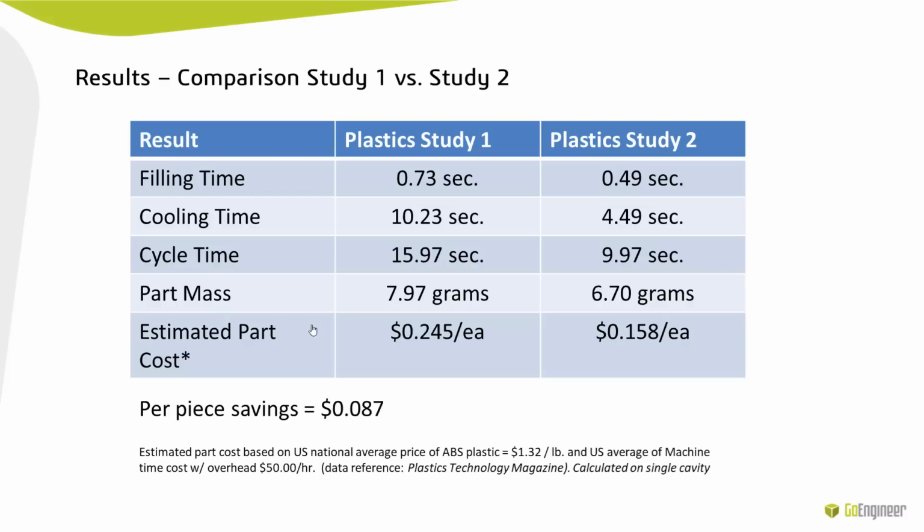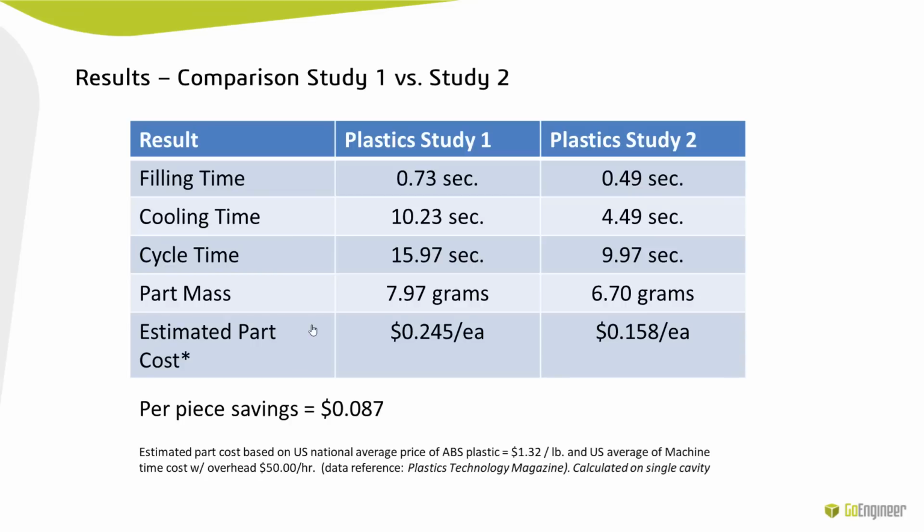So if I can compare my study 1 versus my study 2, I did basically a cost study on them based on the national average of ABS plastic in the U.S. in 2013. It may be different now, and also based on the machine time cost with overhead added to it, basically $50 an hour at machine time. So if we remember, our filling time for the first study was 0.73 seconds. We cut that down to 0.49. Our cooling time, we basically knocked almost 6 seconds off of that.